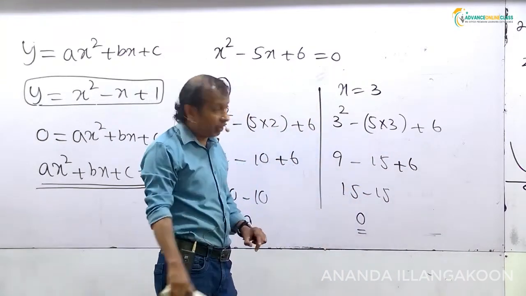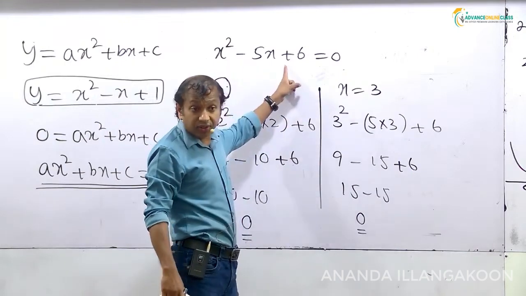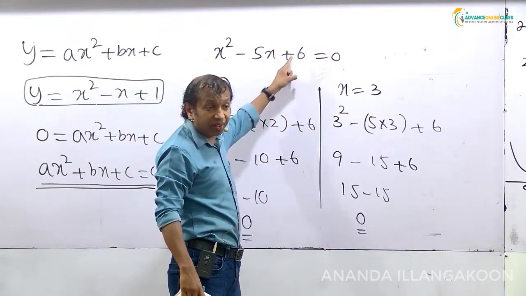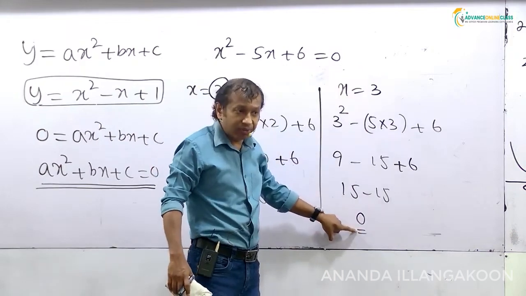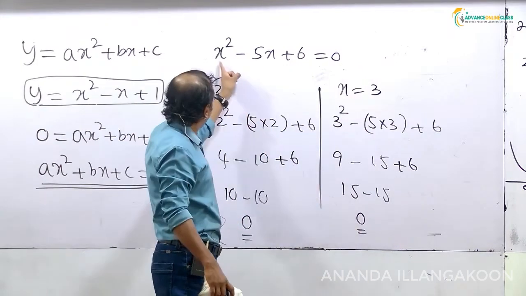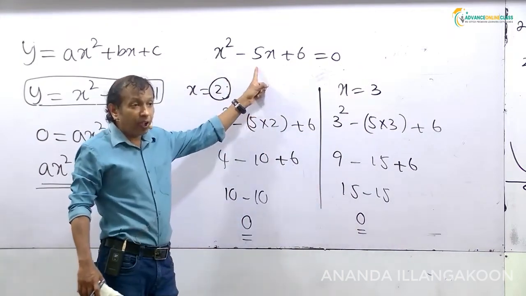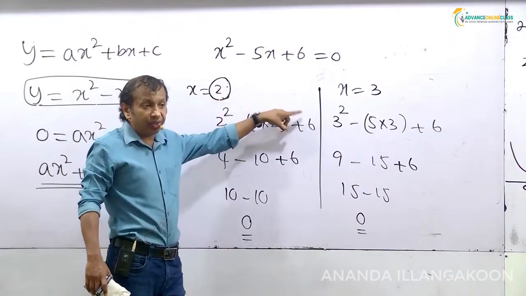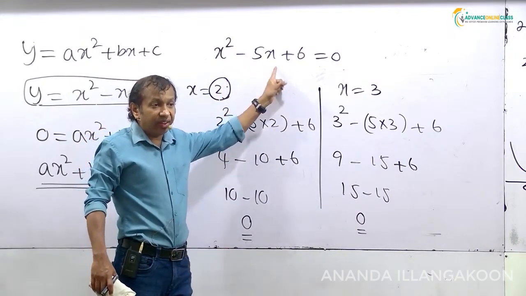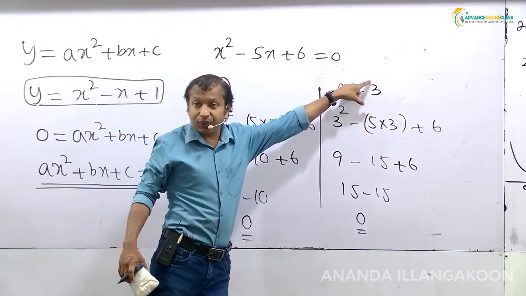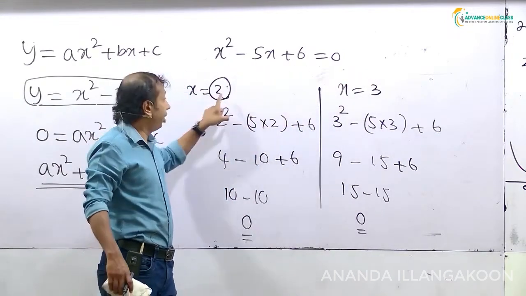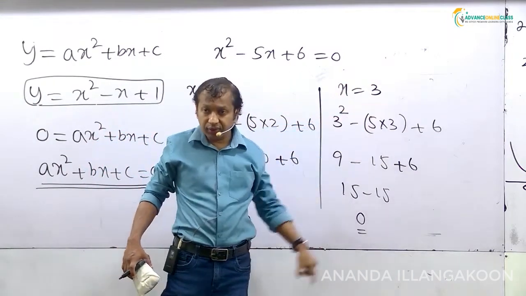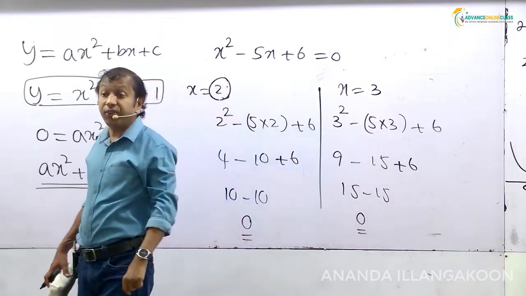Understand? That means when you put x equals 3, the left hand side is equal to what? Right hand side 0. Reason? We simplify, we get left hand side 0. Then in this expression, when you put x equals 2 and x equals 3, the left hand side is equal to right hand side 0. Then we say this quadratic equation has 2 solutions, x equals 2 and x equals 3. Okay? They are called roots.